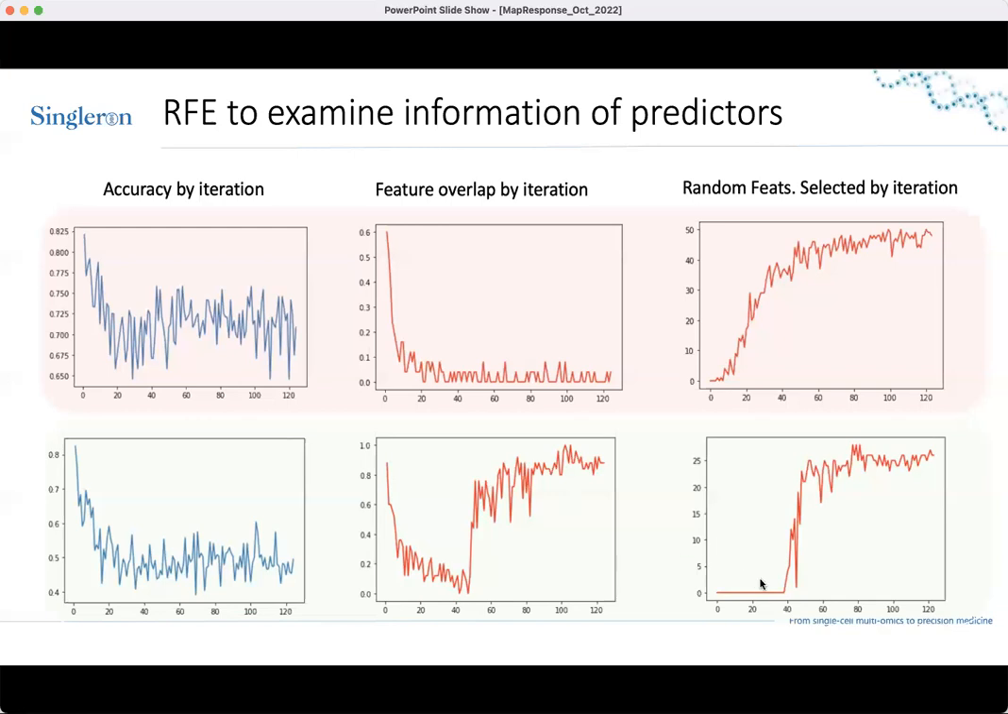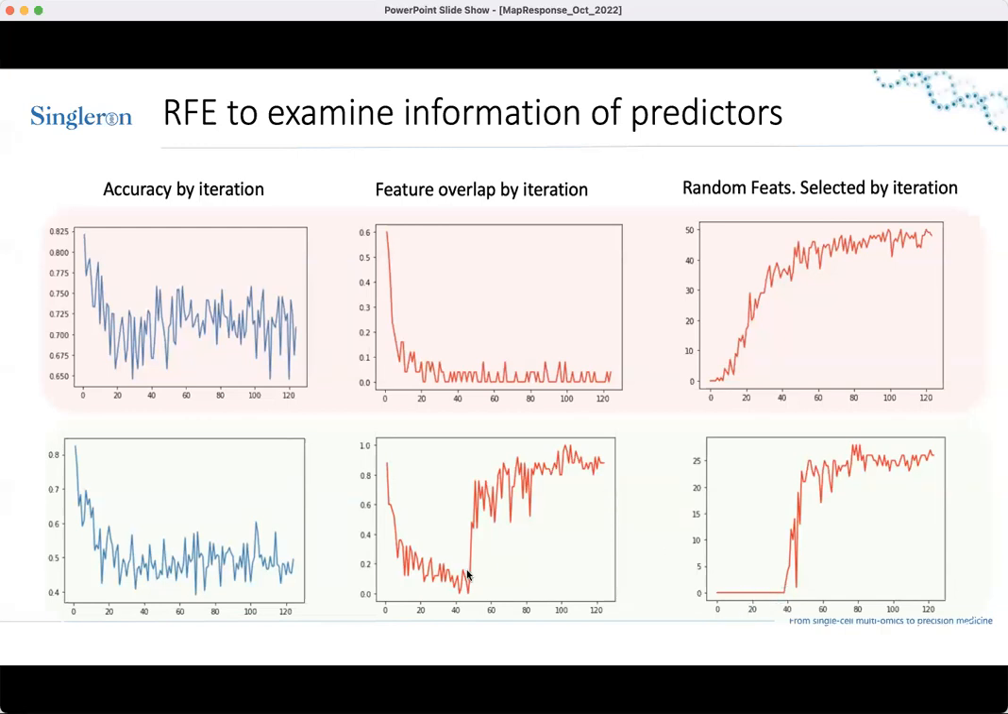On the bottom right here, we see that the model, up to 40 iterations, so that's 40 times 25 genes, never selects any of the random features.